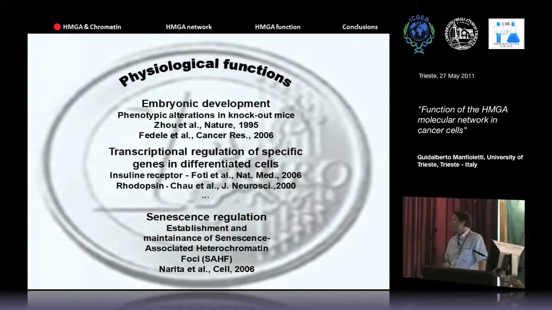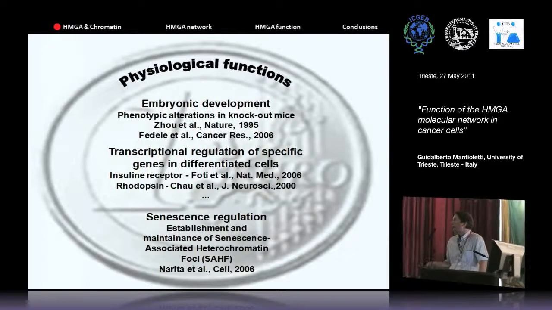The contribution these factors give to embryonic development is underlined by the knockout of these genes in mice, which produces consistent phenotypic alterations and impairs development. They also regulate the expression of specific genes in differentiated cells, and they also contribute to senescence. In fact, they contribute to the establishment and maintenance of senescence-associated heterochromatin foci.